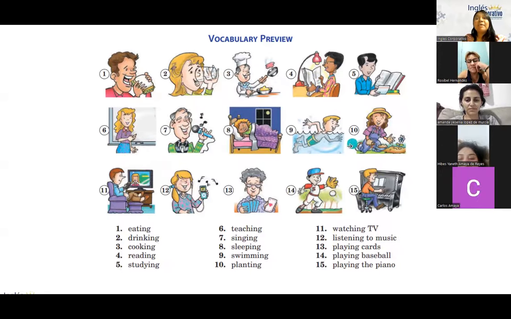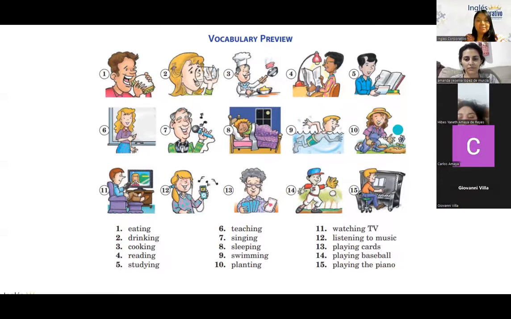At what time is he swimming? At noon. In the morning. Okay, perfect. And what is she planting? Flowers. Okay, very good. And what is he watching? The news. And what is she listening to?